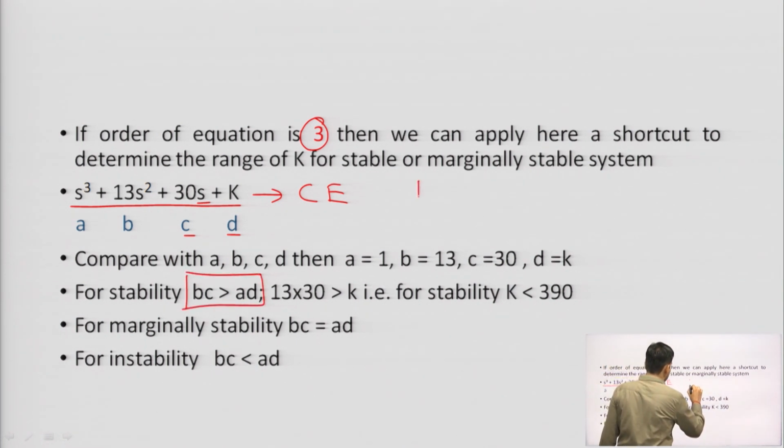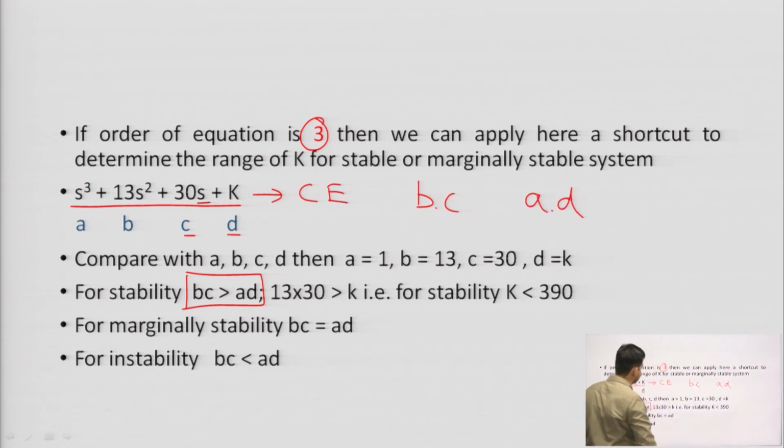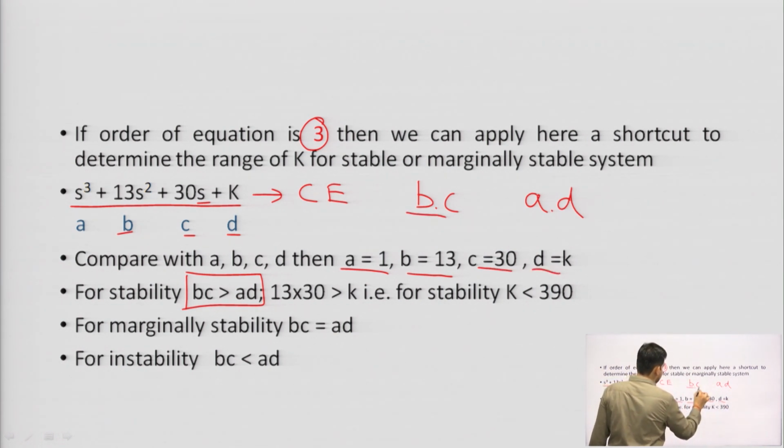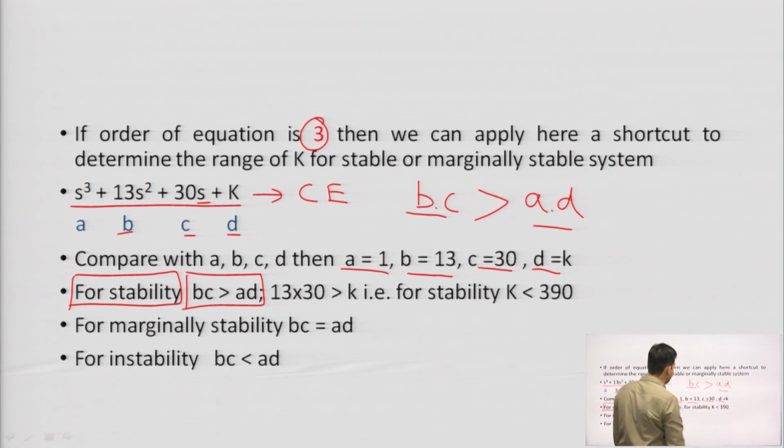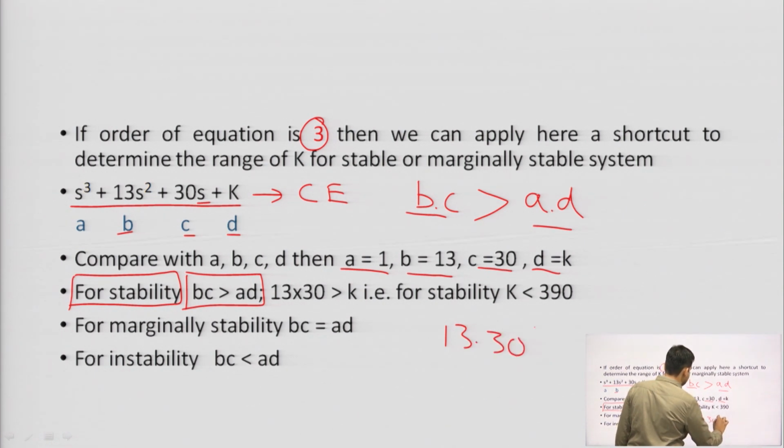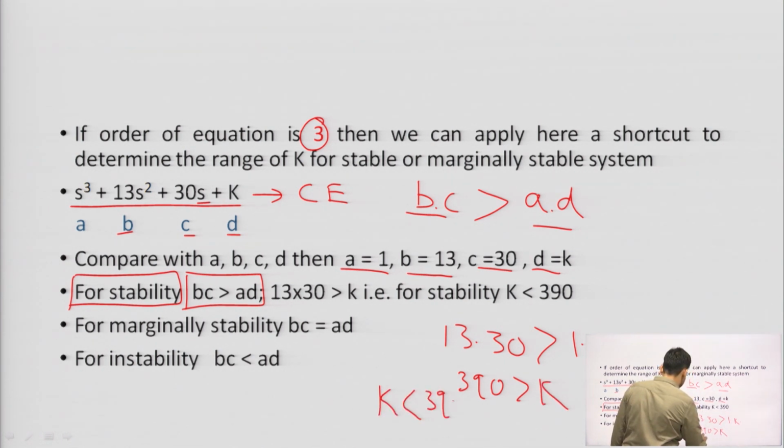So, separately I will calculate BC and AD, I will calculate their products. Here A is equal to 1, B is equal to 13, C is equal to 30, D is equal to K. So, I need to calculate these two products, okay. If my system is stable, then for stability B dot C should be greater than A dot D. Here B is 13, C is 30, it should be greater than A, which is 1, and D, which is K, right. So, here we are getting 13 times 30, which is 390, greater than K, or you can say one condition is coming K less than 390.